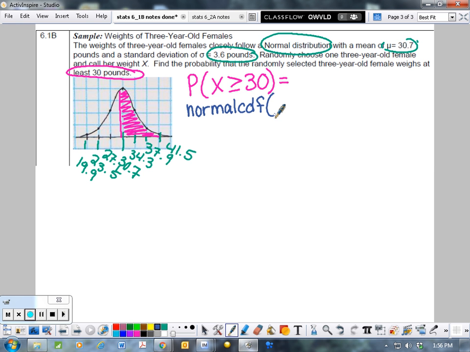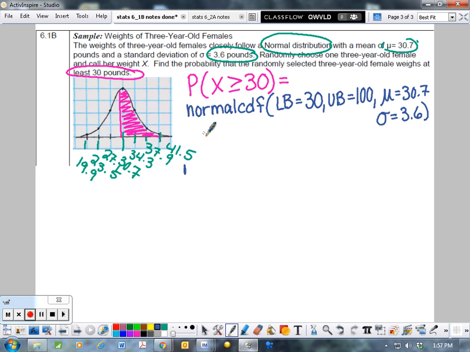And for time purposes, we're going to go ahead and label this as a lower bound LB, but on a test or quiz, you need to write that out. Our lower bound is 30. So it's the lowest number that we can go by. Our upper bound has to be something really high, and this is another reason why it's good to have our normal curve. We want it to be really high. So if my highest value here is 41.5, I want something even bigger than that. So I'm going to go really big. I'm going to say 100. And then my mean is 30.7, and my standard deviation is 3.6.